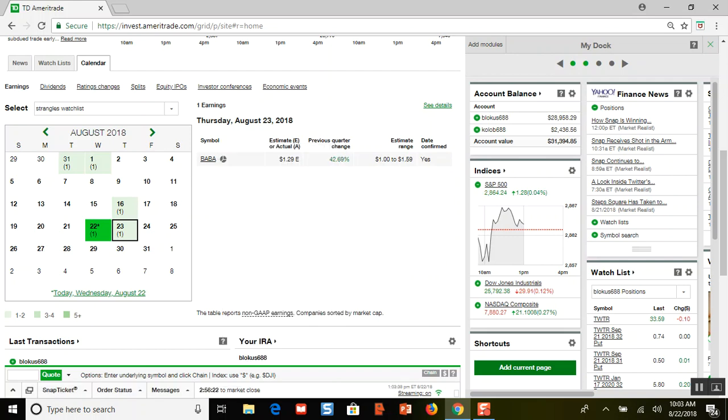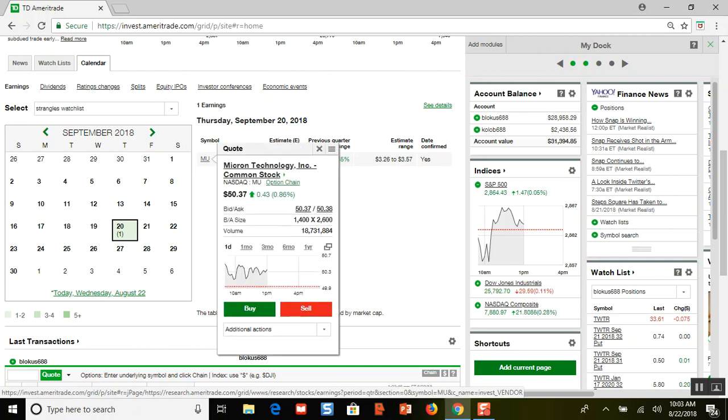And we can go just like clockwork. So the next earnings that's coming up, that's kind of far away, that gives you some time to plan, is Micron. Now Micron looks like it's a $50 stock. So let's click on Micron.